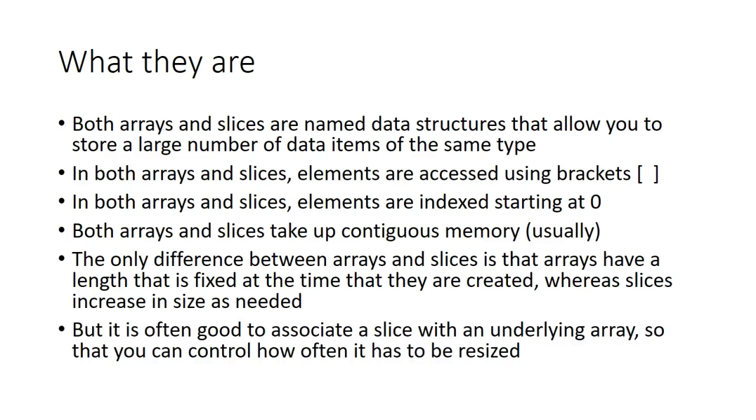So, bottom line here, it's often good to associate a slice with an underlying array so that you can control how often it has to be resized. With a slice, it will automatically resize, but when you get to be smarter, when you know more about what's going on behind the scenes, you can say, I want the underlying array to be this big and not whatever the default is, because you might know enough to know how to make it faster.